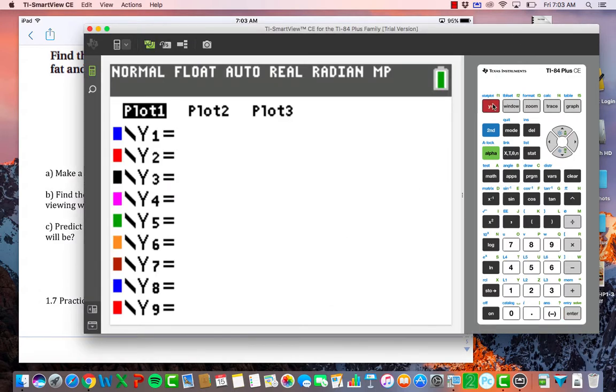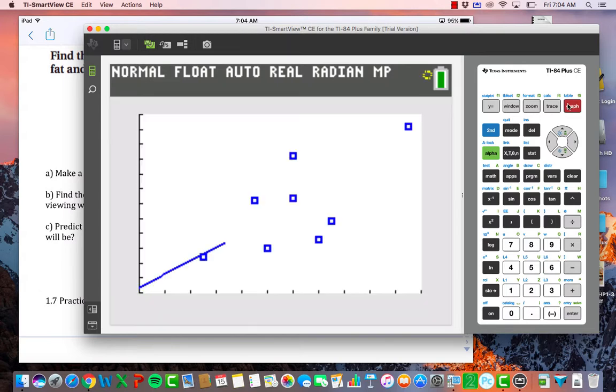So I'm going to go back to y equals, and I'm going to type in that equation for y1, 11.141x plus 309.767. I'm going to look at my graph. Okay, so that's the line of best fit the calculator decided. It actually is probably in the middle of all of the data. I think it represents it pretty well.